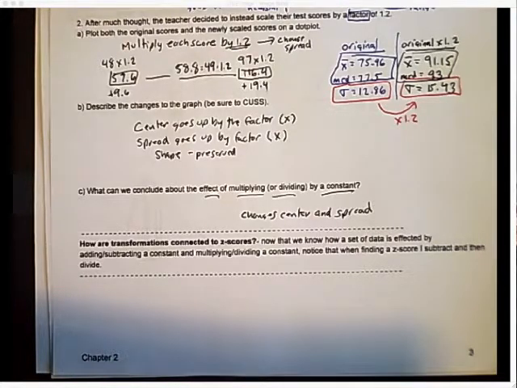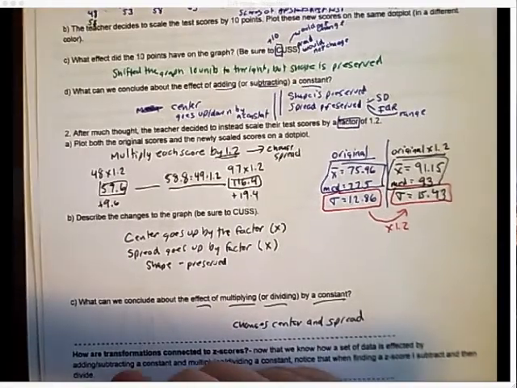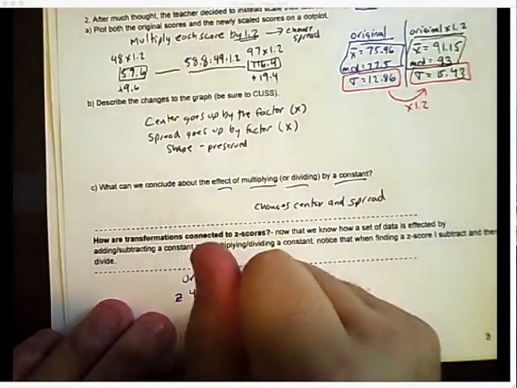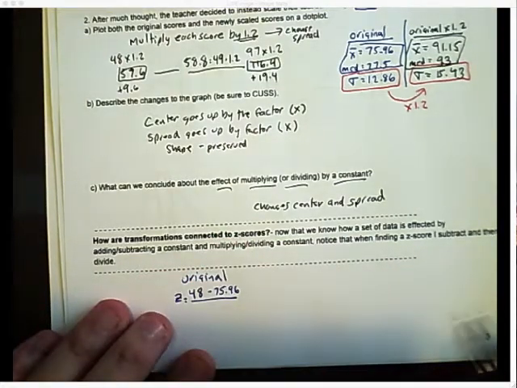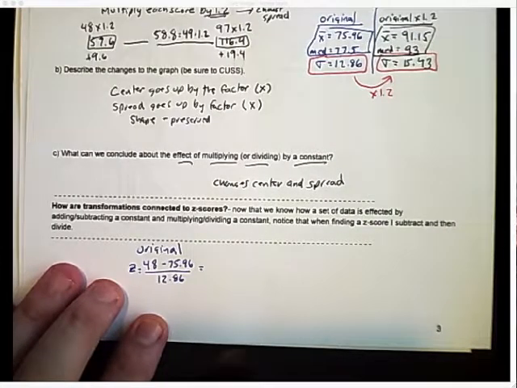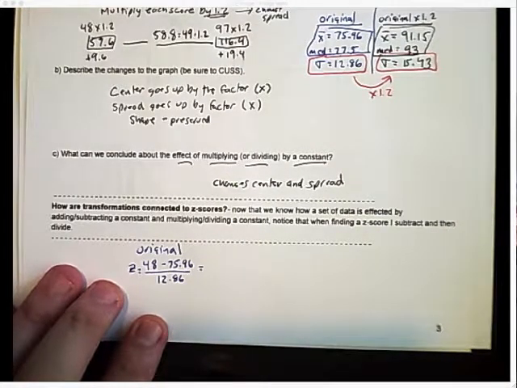Now, how are these transformations connected to z-scores? Now that we know how a set of data is affected by adding or subtracting a constant and multiplying or dividing by a constant, notice that when finding a z-score, I subtract and then divide. Let's look at this first person, the one that got a 48 in the original. The mean here was 75.96, and the spread was 12.86. So let's figure out the z-score for the person that did the worst. 48 minus 75.96.